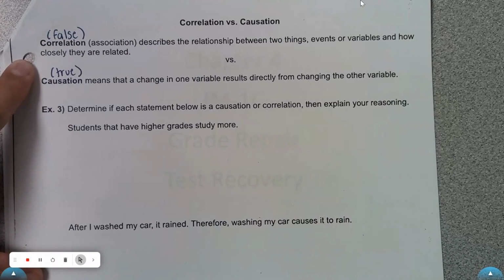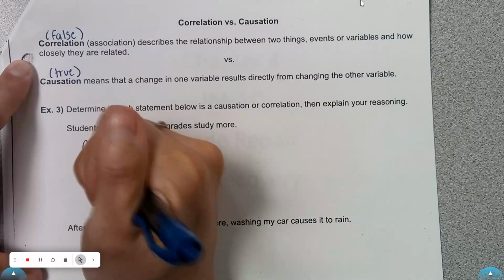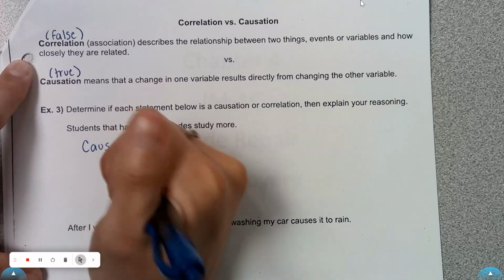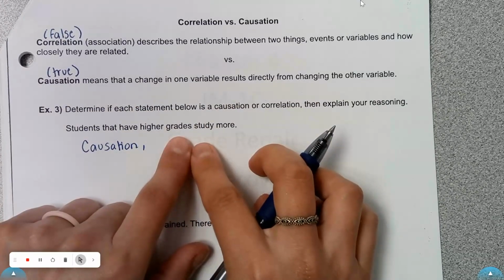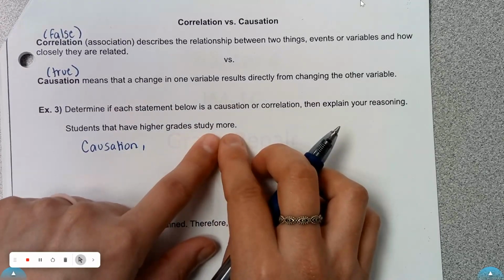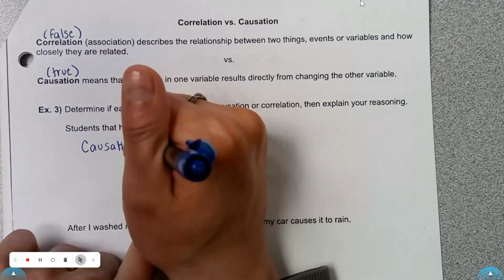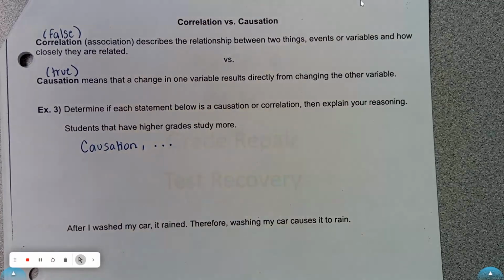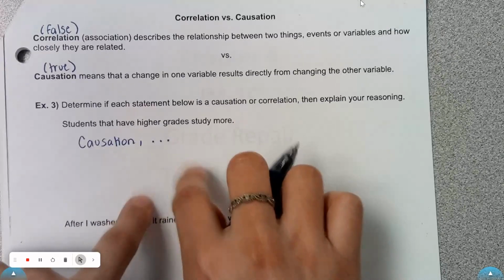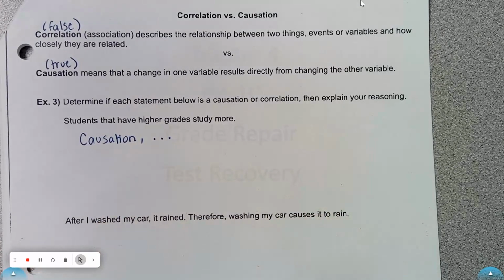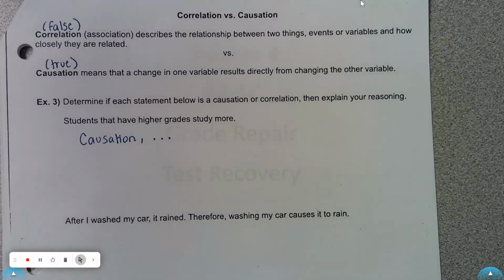Okay, I'll do one with you. So for this one, I'll say something like causation. So I'm saying this is a true statement. Students that have higher grades, and the reason is because they study more. Okay, then you have to explain your own reasoning. So you have to be able to defend your answer. Okay, so you have to go and fill in your explanation. I'm only going to decide if it's true or false, and then you have to go and explain it.